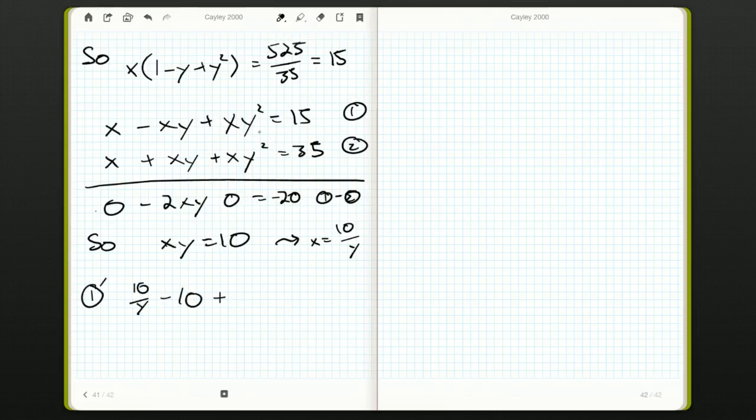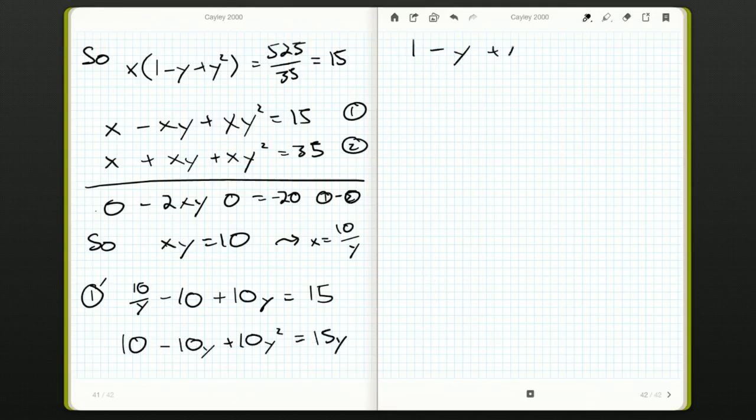Plus xy squared is x times y, that's just going to be 10y, is equal to 15. So let's multiply through by y. We get 10 minus 10y plus 10y squared is equal to 15y. And if we rearrange that, I can divide through by 10, so I'm going to get 1 minus y plus y squared is equal to 1.5y, which is really, I should keep it as a fraction.